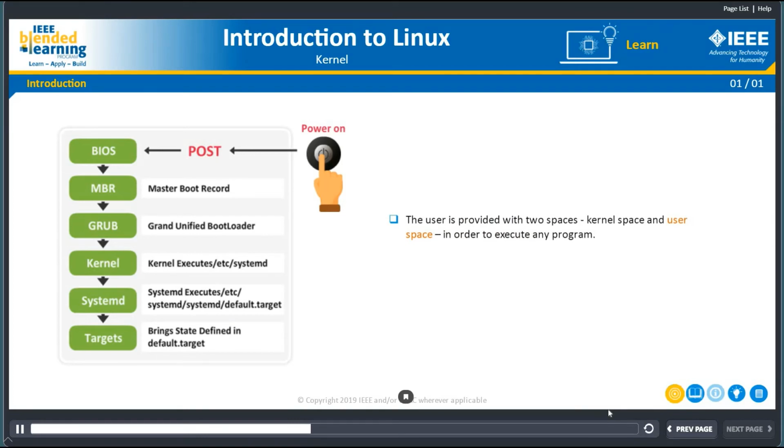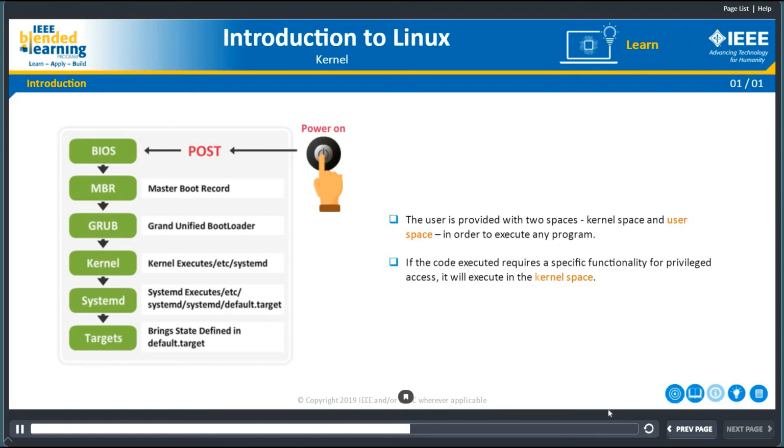The user is provided with two spaces, kernel space and user space, in order to execute any program. In the user space, the user writes the code. If that code requires a specific functionality for privileged access, it will execute in the kernel space. The kernel space is a privileged space where every part of the memory is available, and from here the full-fledged functionality of the kernel can be accessed.